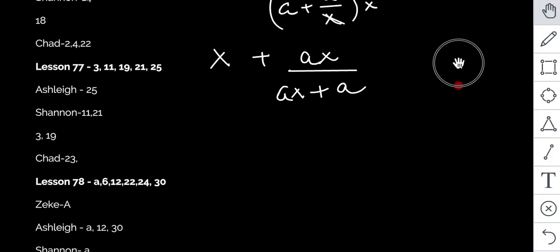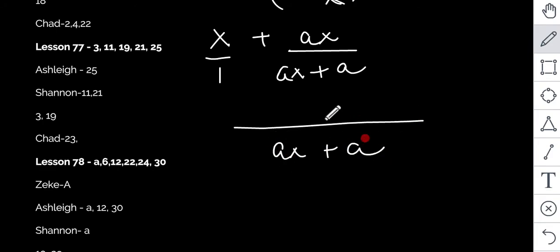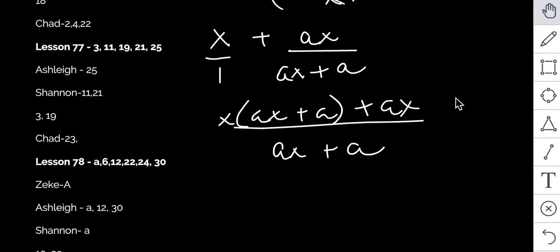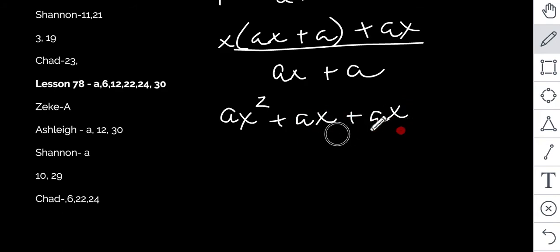Then we find a common denominator because we have two fractions. This one is a 1. Our common denominator is ax plus a. This one needs the whole ax plus a, and this one needs nothing. Alrighty, distribute that through. This one's a little complicated, that's why I'm doing it. Ax squared plus ax and plus another ax, all over ax plus a.